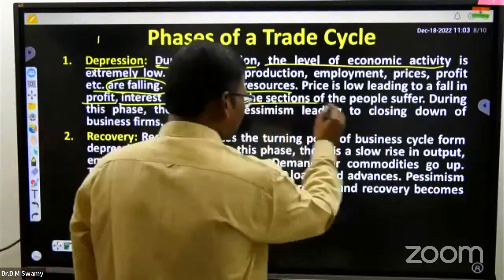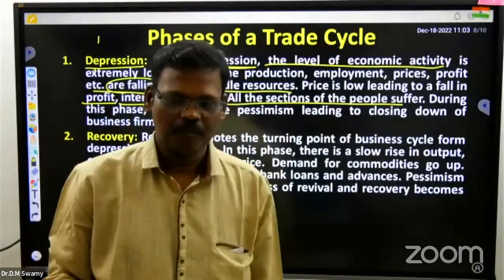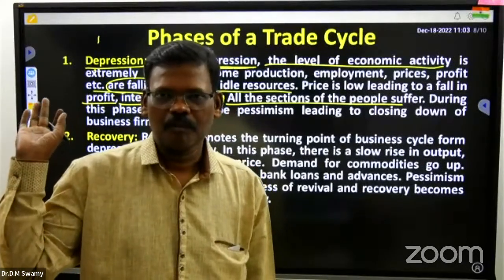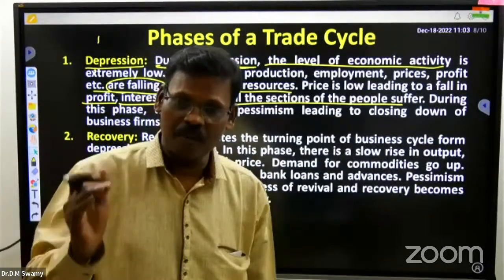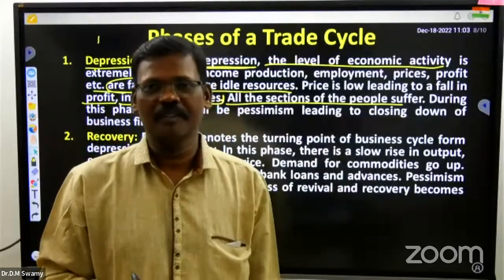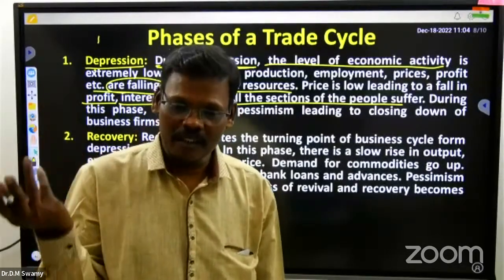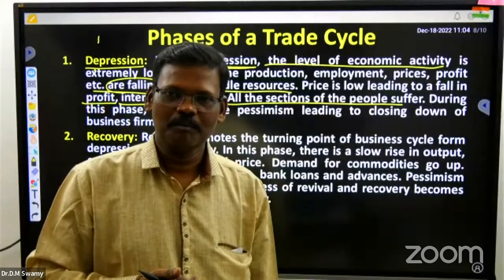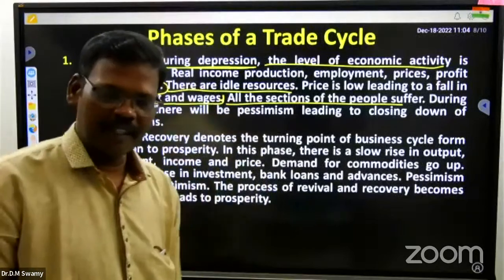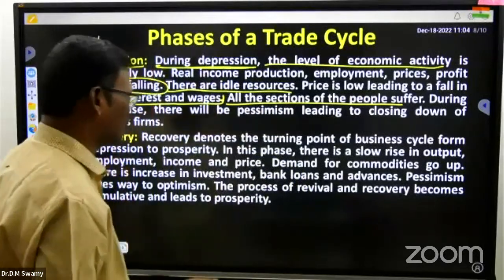All sections of the people suffer during the depression stage, which is called economic crisis. Wage earners suffer because of low wages. Investors suffer because of the low level of profit. The government suffers because taxes reduce. No economic activity can be run without taxes. That's why private people, individuals, the corporate sector, including government, all suffer during the economic depression.